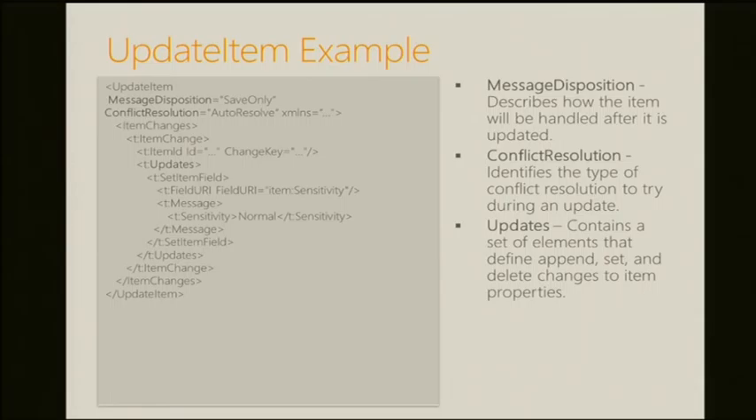In the updates, these are the actual collection of updates. So I could set a field, change a field, add a field, delete a field. And this is the field URI, so this is the name of the field. This is from the item schema, the sensitivity property. And I'm setting the value of that here.